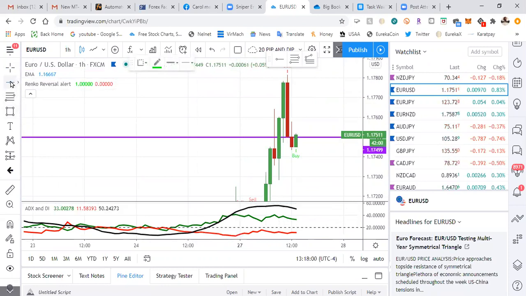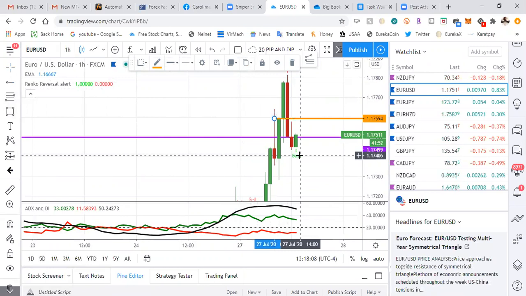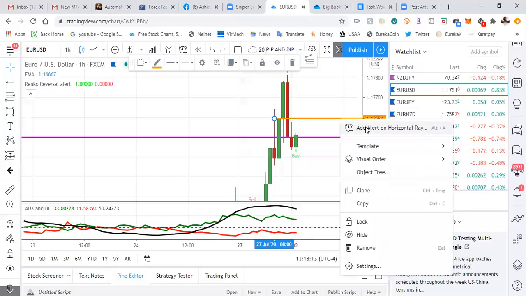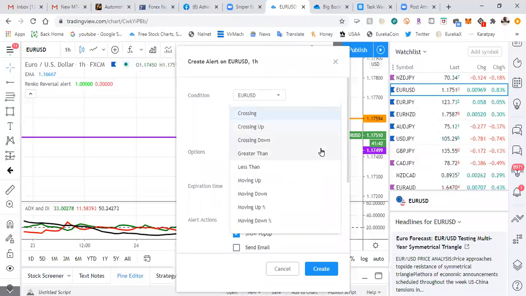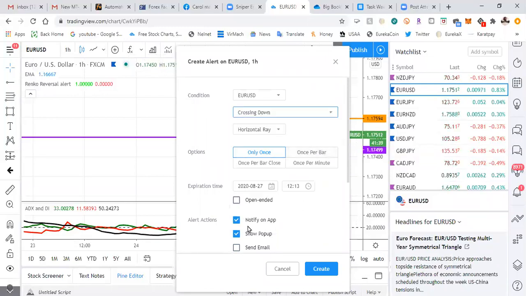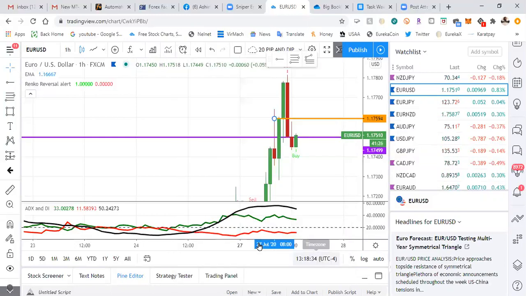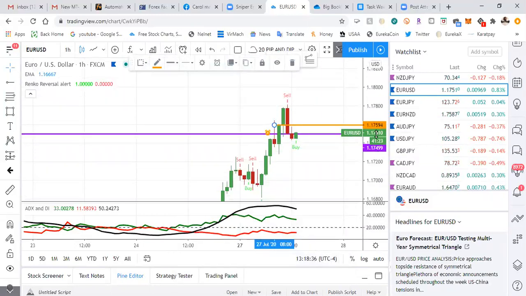What you do when you find smart money, you come over to the horizontal ray and you mark it right now. You're marking that. And then you're going to right click and set your alert. Add alert on horizontal ray. Crossing down. Notify, pop-up show, send email, notify on app. Create, receive more action. Nope, that's it. I wish it could have gone to my phone, but anyways, create. And you're done on the one, and you don't want EU.